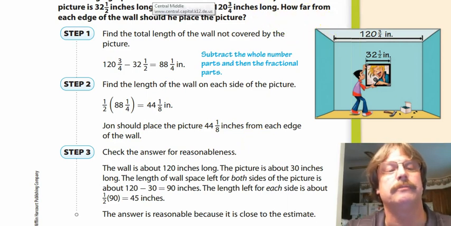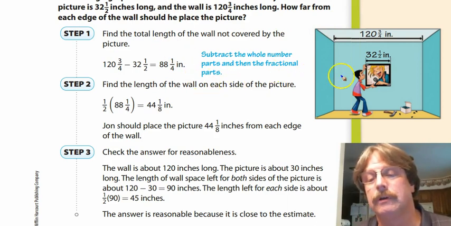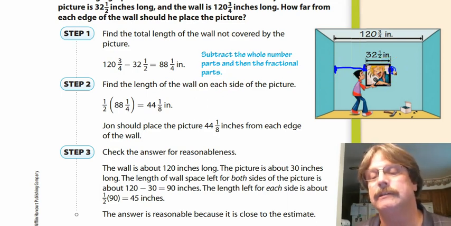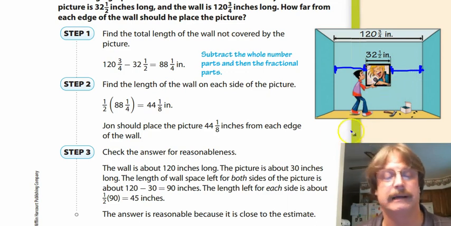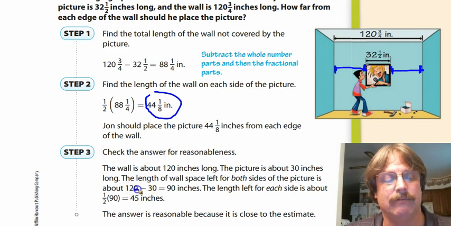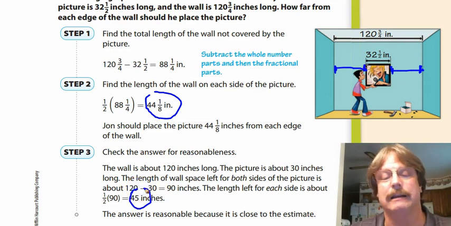So they're talking about this piece right here. So from this edge to the edge of the picture, that would be the 44.1, and then the same thing would be from here to here. Okay. So then you want to check for the reasonableness of the answer. So if you do some rounding, if you do 120 inches and 30, okay, so you subtract, that's 90, divide that by 2, 45 inches. And that seems pretty reasonable with the 44.1 and 45 inches on each side of the picture.